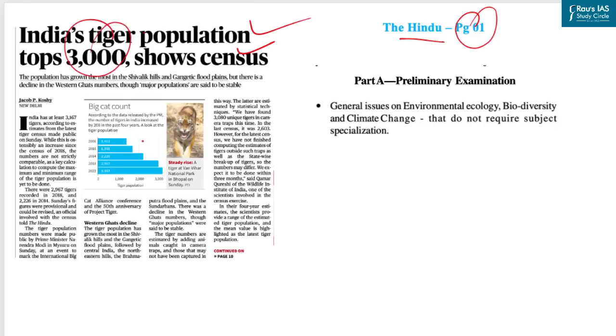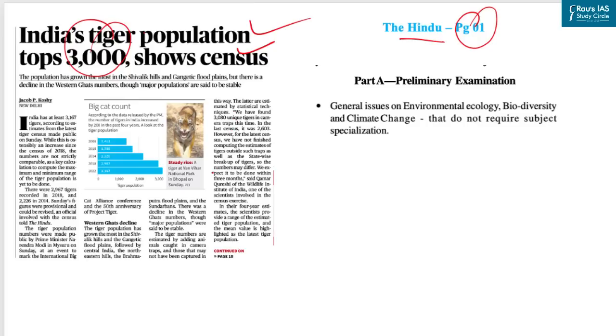Also, the numbers are not strictly comparable as a key calculation to compute the maximum and minimum range of the tiger population is yet to be done. So in this regard, we will quickly look into the key findings and we will also go through some initiatives related to tiger conservation in India.